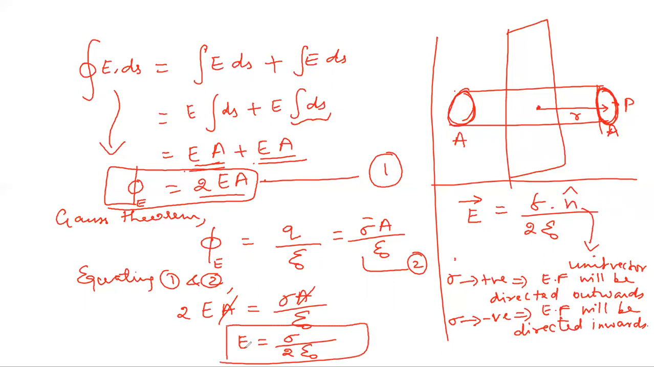This is the magnitude. What about direction? Suppose if sigma is positive, then it will be directed outwards. Suppose if sigma is negative, then it will be directed inwards. To show direction, I am just multiplying it by a unit vector n cap. So the final expression is sigma by 2 epsilon naught into n cap. Right? I hope it is clear.